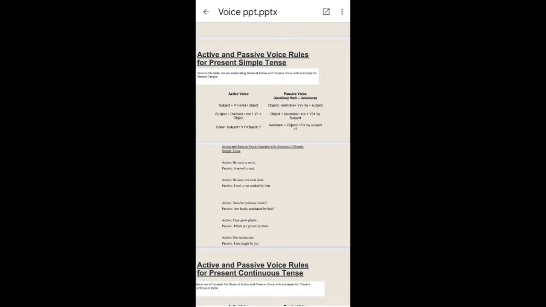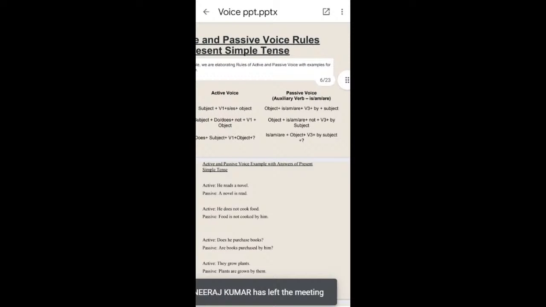If an active sentence has subject, verb plus object structure in the present simple tense, it will get changed to object plus is or am or are plus V3. V3 means the participle form of the verb. Most of the times when we are changing active voice to passive voice, the verb will get changed to participle form, right? So these are the rules.